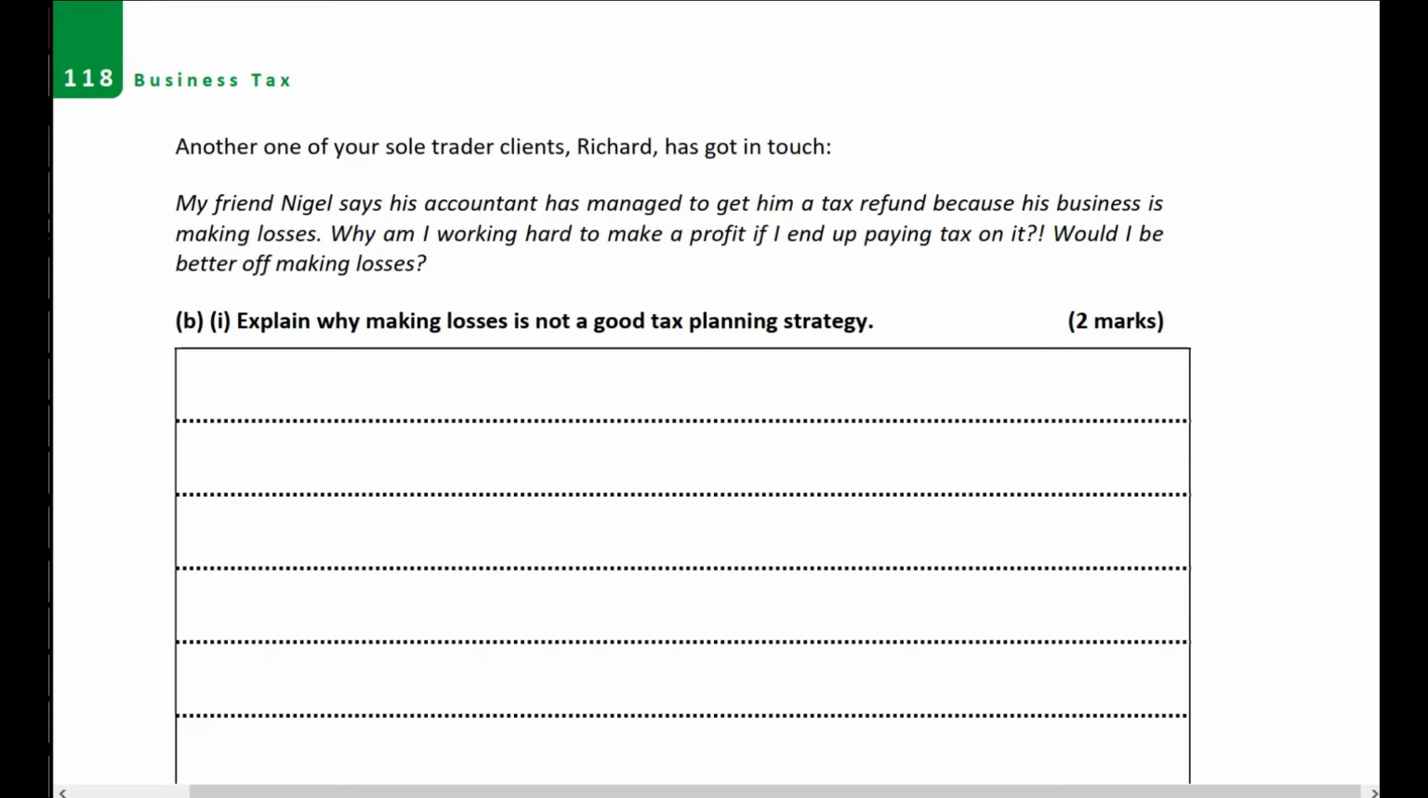So I think the first thing that I would say to Richard is that Richard needs to focus on his profits rather than the tax that he's paying. Making profits in a business is a good thing. So let's start by telling Richard profits are good for business. They demonstrate a successful business.